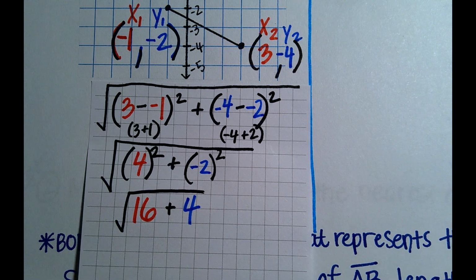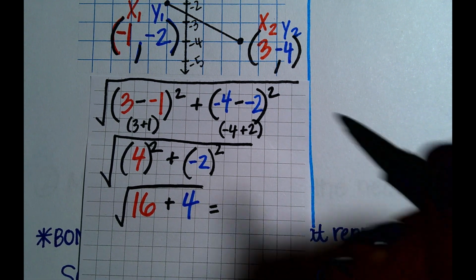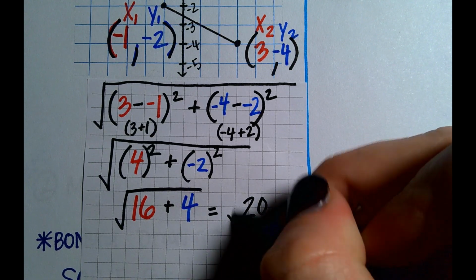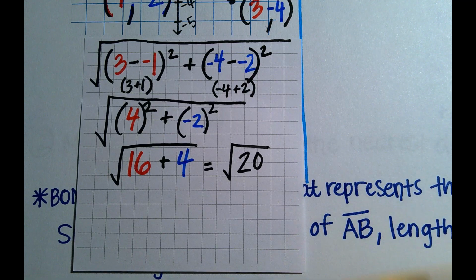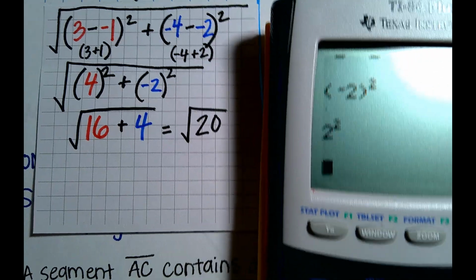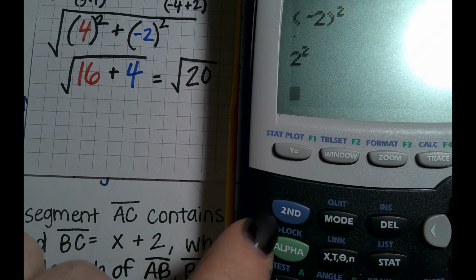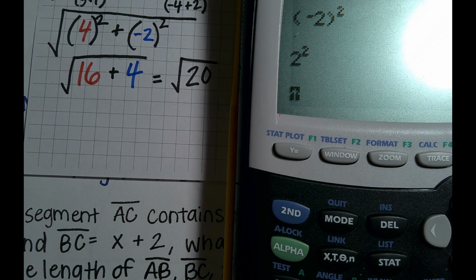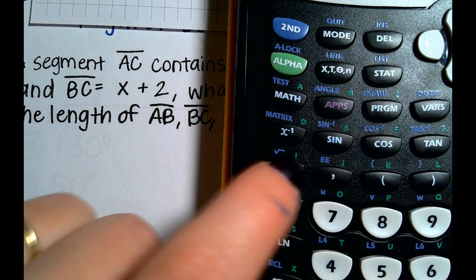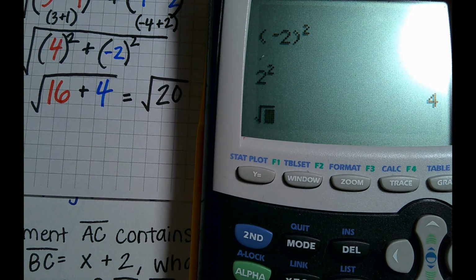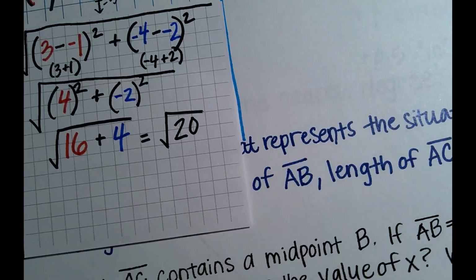Now what? 20 under the square root. 4.47. So let me review how we get that square root just in case. Remember, we're just going to push the second button, the blue button at the top left. You'll see the arrow pop up, go down and hit x squared. There is your square root right above it. There you go. 20, enter. 4.47 is our answer.